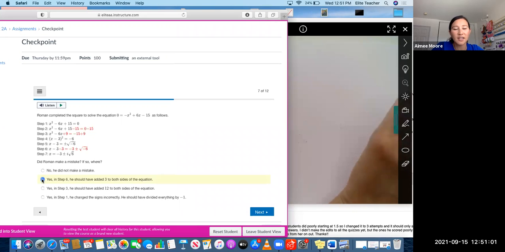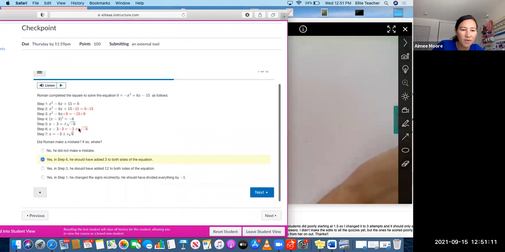Sometimes it's hard to always look at it. So if you're ever in high stakes testing, just don't even look at the steps. I would do it on your own and then compare your steps to his steps, because otherwise it's easy to look at it and think, oh, he did everything right, when he really didn't.